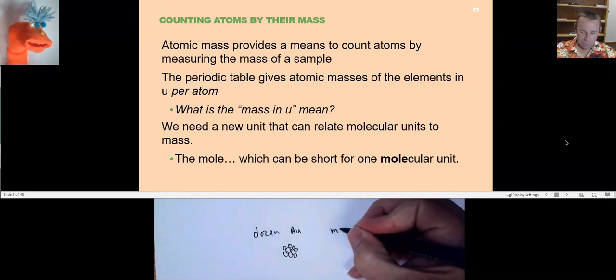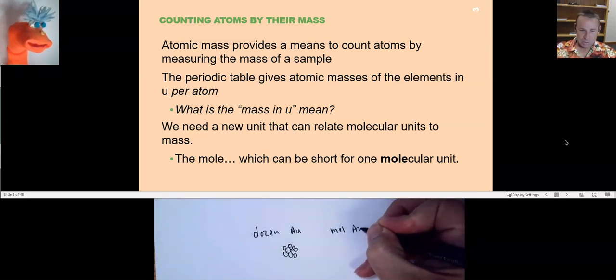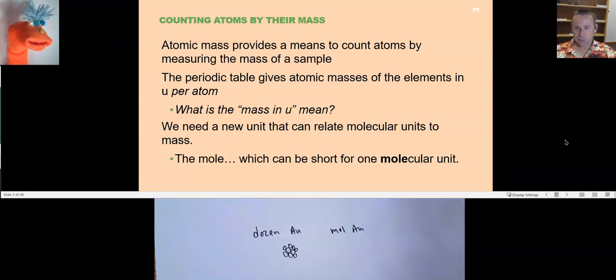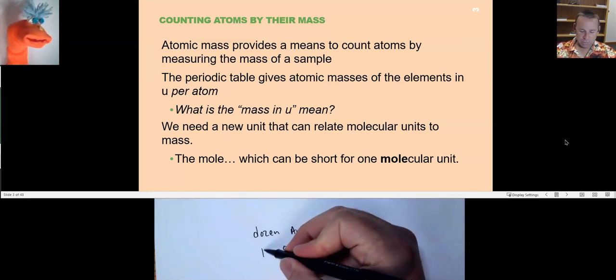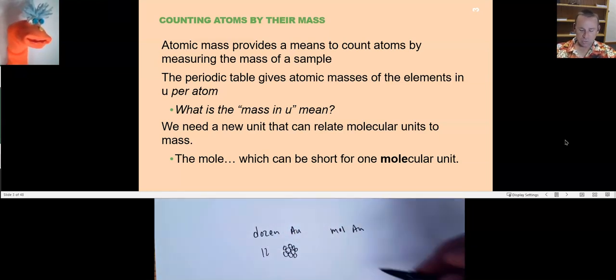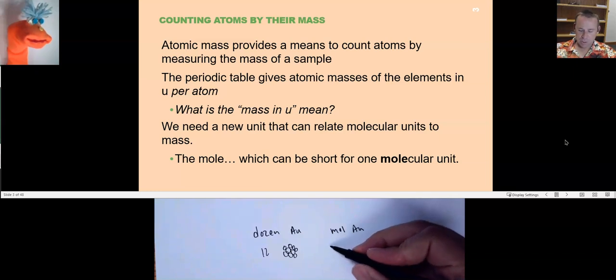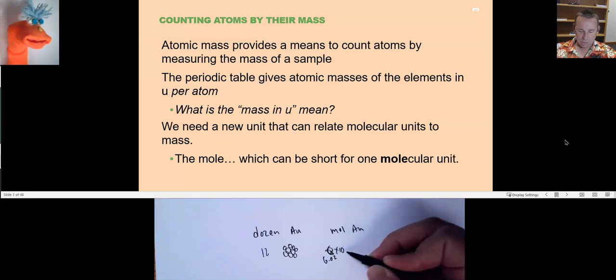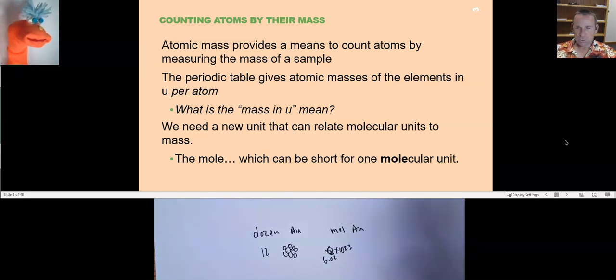If I say a mole of gold atoms, and the abbreviation is just MOL, not very creative, but that's the abbreviation there. If I say a mole of gold atoms, instead of being 12, a dozen gold atoms is 12 gold atoms, it's this number, 6.02 times 10 to the 23rd atoms. I can't draw that many, way too many to draw, right?